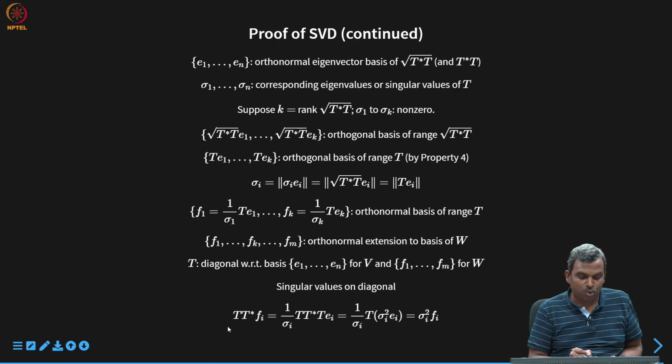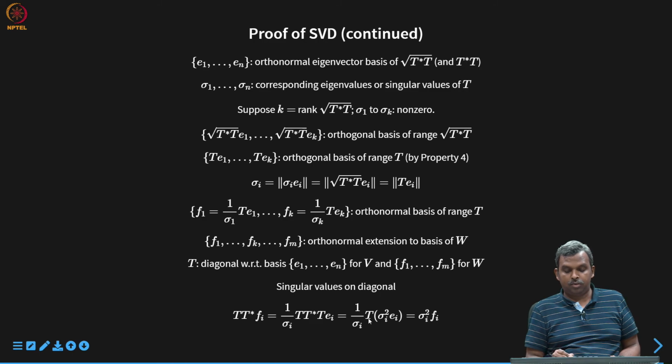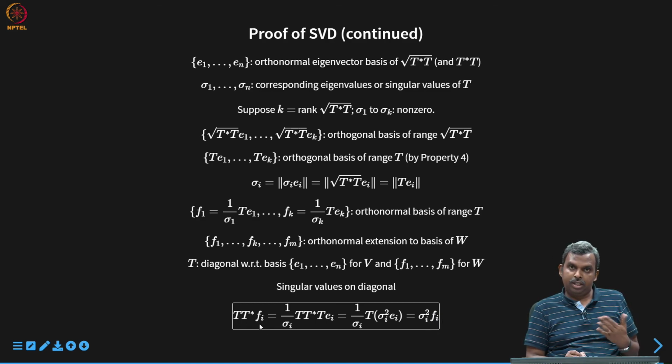You just show T star applied to Fi. Fi is simply 1 by sigma i TEi, so you plug that in and you get T star TEi. What is T star TEi? Sigma i squared Ei, right? So it's an eigenvector for T star T. Then T comes in, 1 by sigma i TEi is Fi, so you get sigma i squared Fi. So T star Fi is sigma i squared Fi. So the Fi are left singular vectors for T. Okay, so that's the idea.